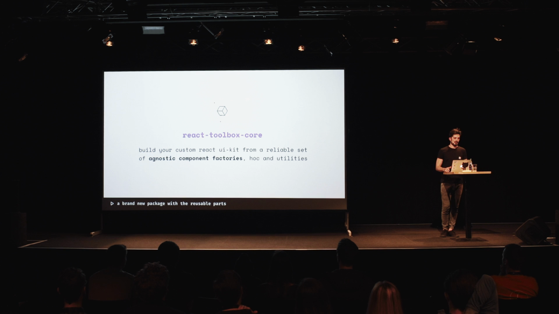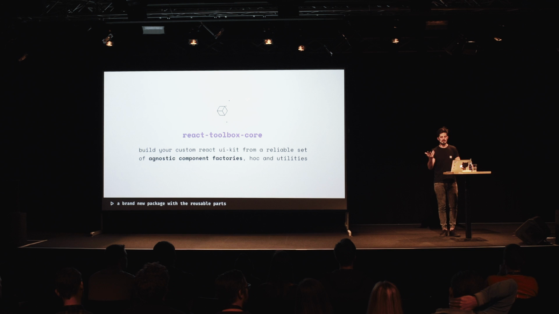And the claim for this is that you can build your custom React UI kit from a reliable set of agnostic component factories, higher order components, and utilities. Right? Two separate packages, one for those that want to use material design, and the other one for people that want to build their custom components, custom styling, but without messing with all that complex logic that a complex component like a date picker can have.